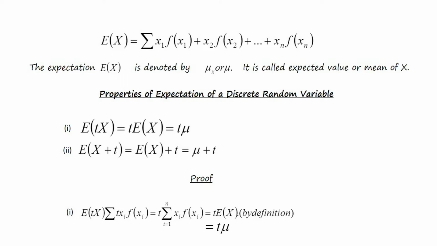Properties of expectation of a discrete random variable. 1. Expected value of (tX) equals t times the expected value of X, equal to t mu. 2. Expected value of (X plus t) equals the expected value of X plus t, equal to mu plus t. Proof of these properties.